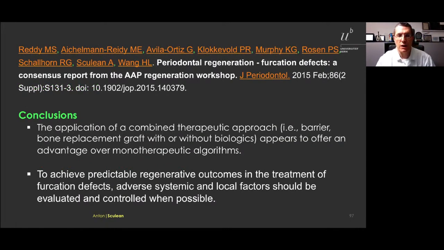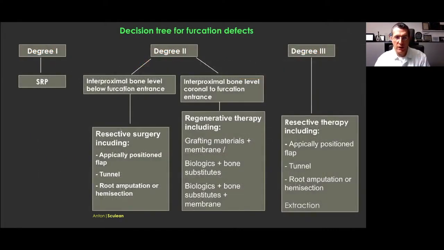Let me go now to the AP Consensus Conference, where they looked at the furcations. So what we look at now is to categorize the defects. If you have a molar with a class 1 furcation, you don't need surgery at all. What you need is non-surgical treatment, plaque control, scaling and root planing. That's it.